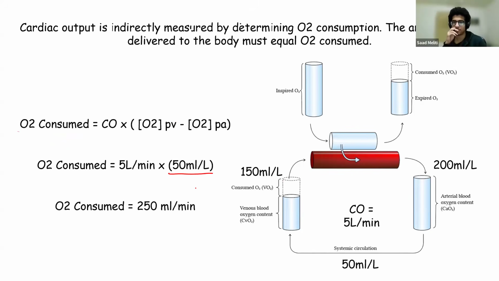Every time the blood goes around the systemic circulation, it loses 50 milliliters of oxygen for every liter. And because the heart is pumping out 5 liters per minute, that means the oxygen consumed by our body every minute is just 250, 5 times 50. Does this make sense? This is how the original equation came about, and we can indirectly measure the cardiac output just by rearranging the equation. But that's all he needs you guys to know, I think, for this equation. That's about it. I hope it makes sense.